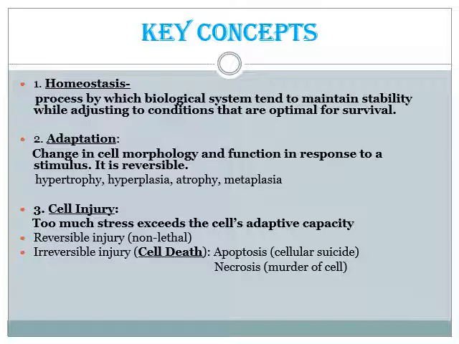Third one is cell injury. Too much stress exceeds the cell's adaptive capacity. It is of two types, reversible injury and irreversible injury. Reversible injury is non-lethal and irreversible injury means cell death. Cell death is of two types, apoptosis and necrosis. We will discuss it in detail in our next slides.